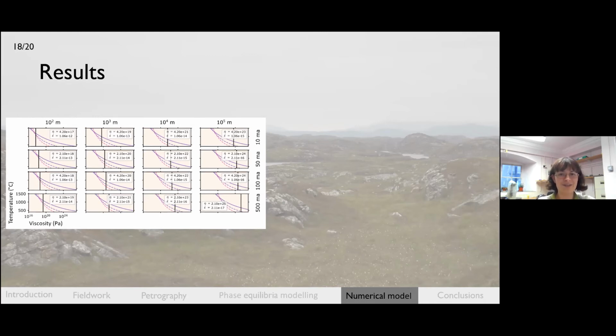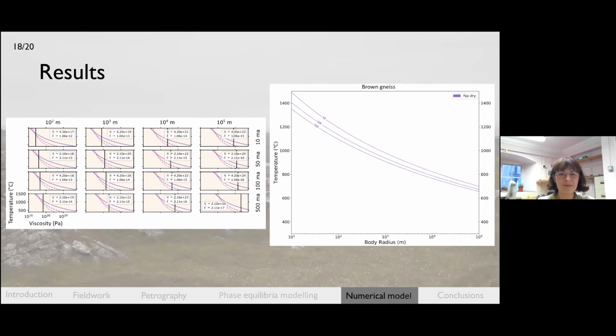So firstly, just considering this brown gneiss particle end member and a dry feldspar flow law, we can plot temperature versus body radius for the point on the graph where calculated viscosity intersects flow law viscosity, which I just demonstrate by showing how the points from the graphs on the left are going to translate to the graph on the right. So this is the temperature which is going to allow sagduction. And as you can see, we're doing this for a range of timescales and body sizes to produce the plot on the right.